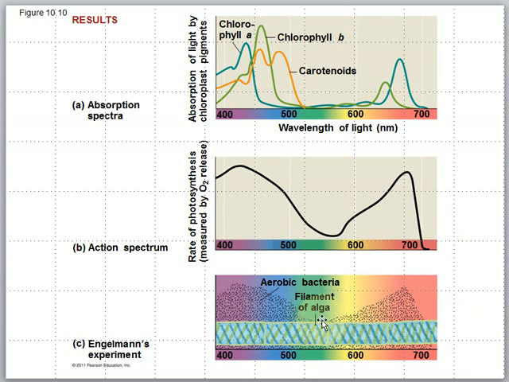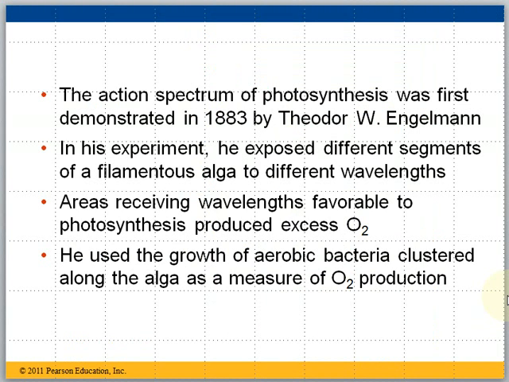And this last little chart talks about an old experiment that we'll discuss just briefly. So before we had this fancy equipment to kind of monitor and look at this, how did we first learn about this? Well, it's kind of an interesting experiment that was used. So let's take a look at that. The action spectrum of photosynthesis first was kind of discovered or demonstrated way back in the 1800s by this scientist named Theodore Engelmann. And he didn't have the type of equipment that we have now.